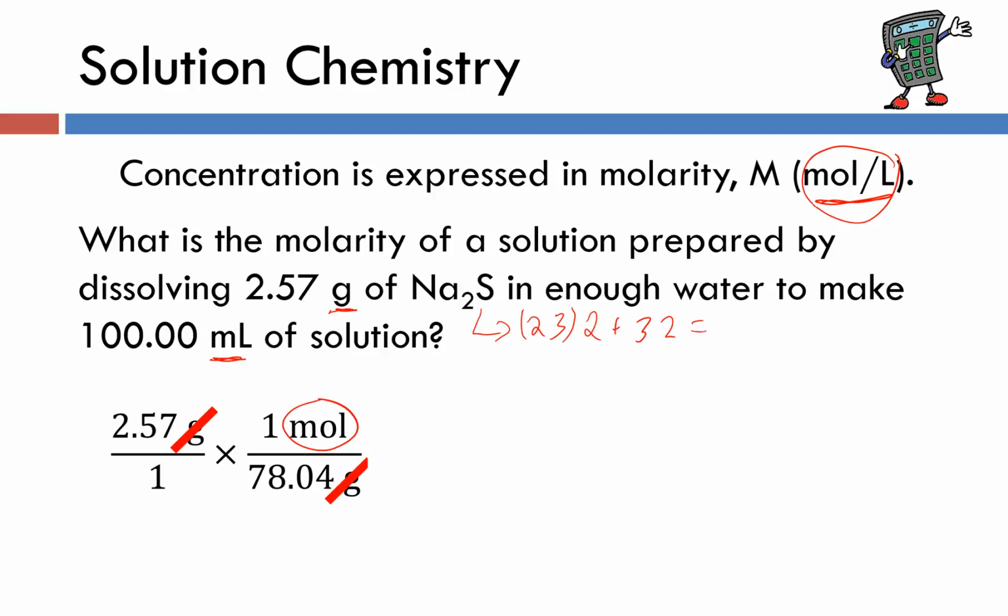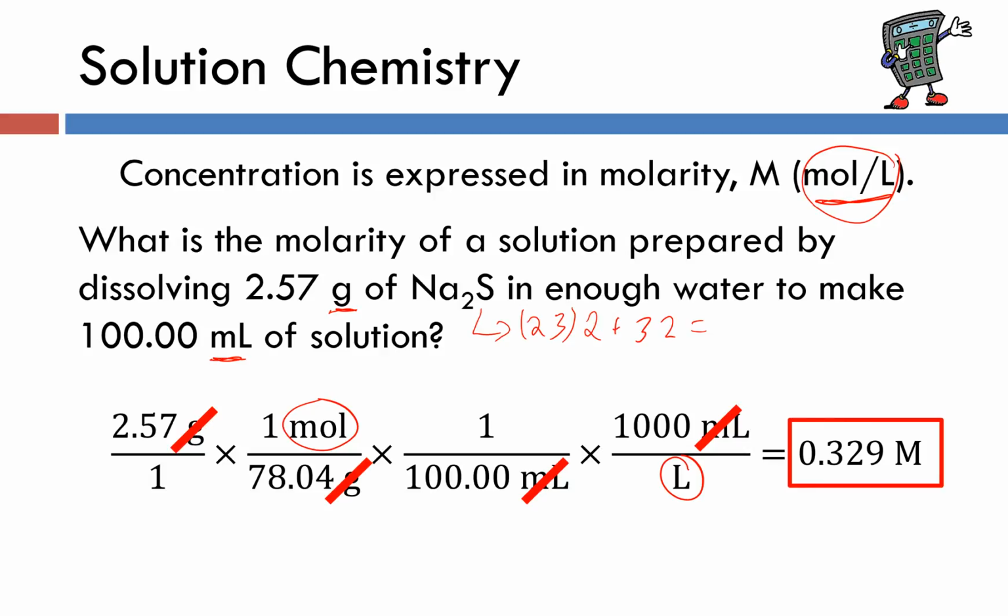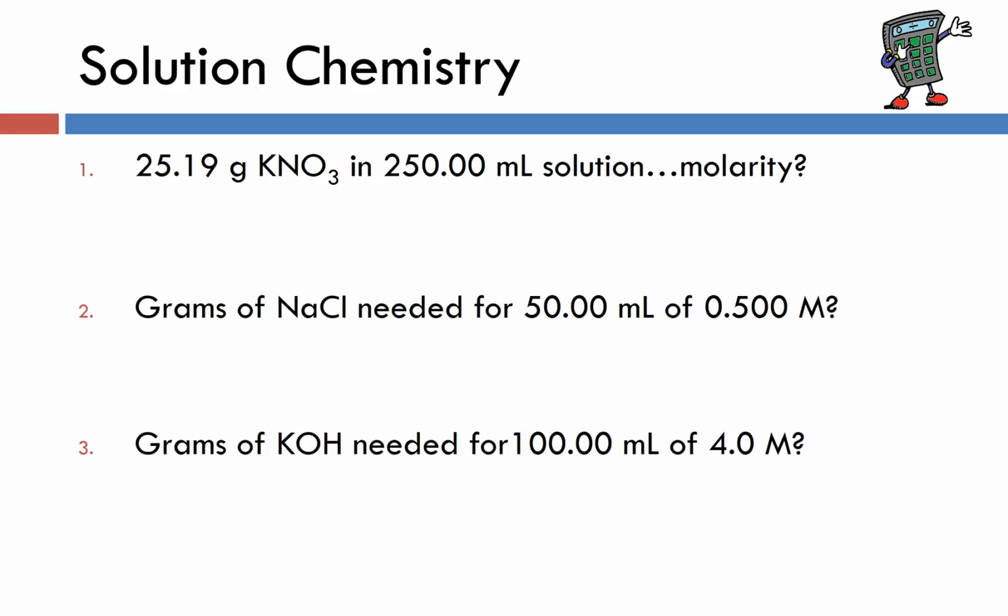So I'm going to take the information I've got, 100 milliliters, and I'm going to put it in the denominator. I can convert out of milliliters into liters using the conversion factor, 1,000 milliliters equal a liter. Milliliters cancel out. Now I have moles over liter, or moles per liter, and that's exactly what I need for molarity. So if I prepped a solution in the manner described in the question, I'd have a 0.329 molar solution of sodium sulfide. Pause the video, try these questions out.